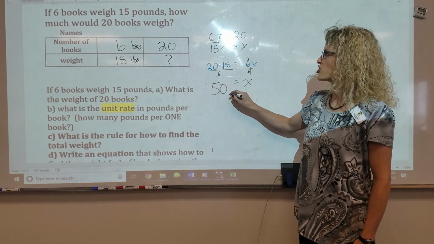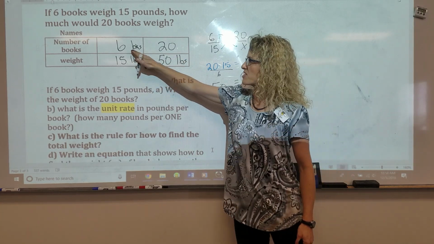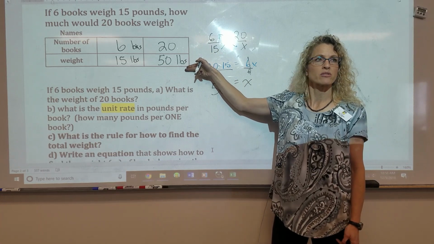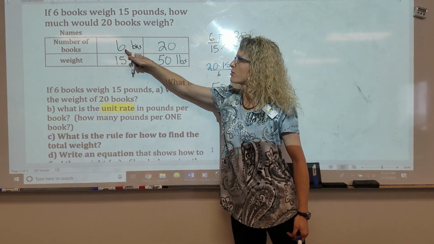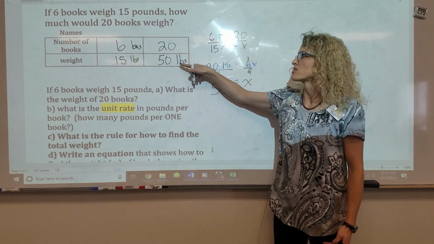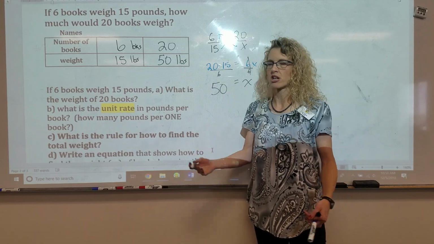50. Let's just check if it makes sense. We'll throw our units on there. 50 pounds. If 6 books weighs 15 pounds, would it make sense that 20 books weighs 50 pounds? I like to think of it like, well, let's see, 15 is like a little more than double the 6. Is 50 a little more than double the 20? Yeah, so it's proportionate. It makes sense.